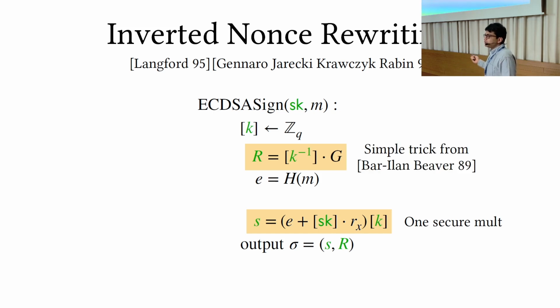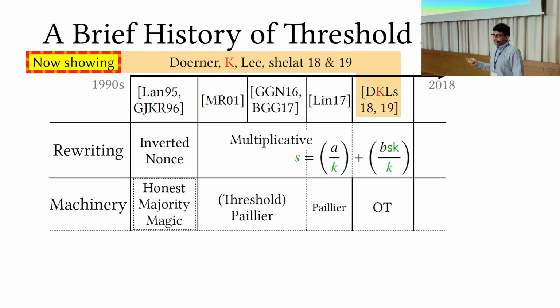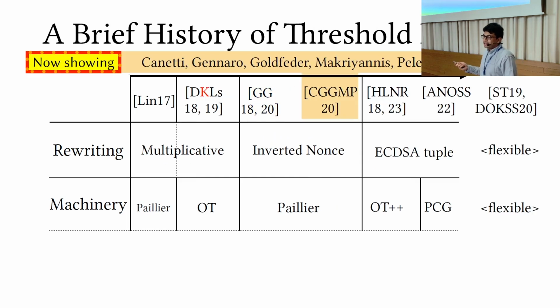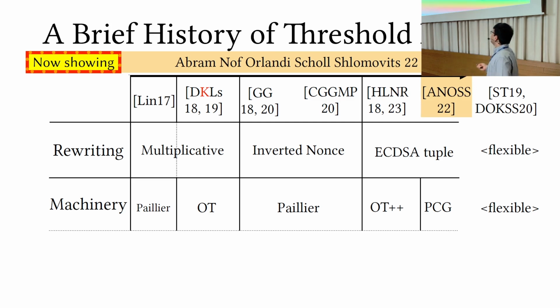And then it turns out that if you have a secret sharing of k and want to expose it in the exponent in its inverse form, there's a simple trick that you can use by Bar-Ilan and others. So that's the reason it makes sense to rewrite ECDSA. There are a lot of works that have emerged since then, which if I had more time I would walk through, but for the purpose of this talk, what I want to say is that each of these works makes use of some combination of rewriting ECDSA and some machinery to instantiate the rewriting in a secure way.